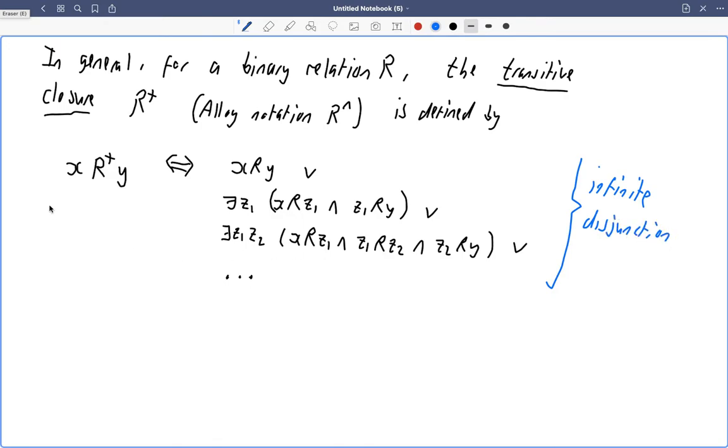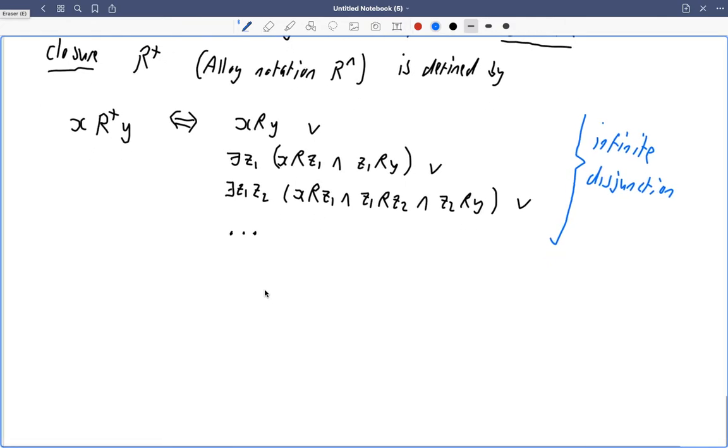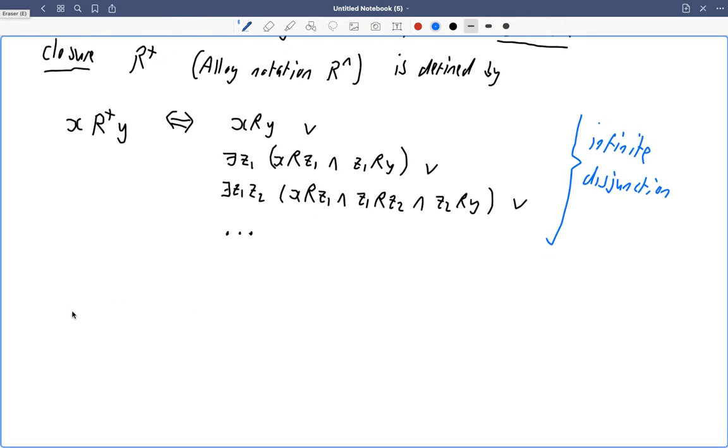So what it's saying is that X and Y are related in the transitive closure if there is a path of some finite number of steps, not zero, that takes us along the R relation from X to Y. So either Y is reachable in one step or it's reachable in two steps. If it's reachable in two steps, we need an intermediate state to go into, that's Z1, or it's reachable in three steps, so then we need two intermediate states, or it's reachable in four steps, and so on. So that's the transitive closure and the transitive reflexive closure.